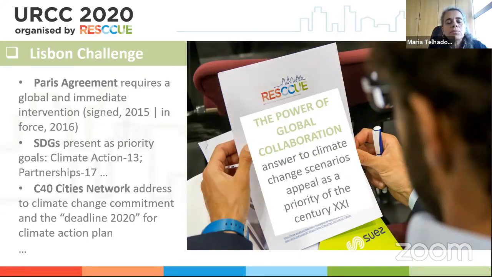What are, in terms of Lisbon Municipality nowadays, the principal challenges? We have different commitments, considering different targets, different goals, and we need to combine all of them to create a unique policy. To remind or highlight, we consider the Paris Agreement signed by Lisbon Municipality, the Sustainable Development Goals also signed, and nowadays working with C40 Cities Network, where we intend to finalize during this year the Climate Action Plan.